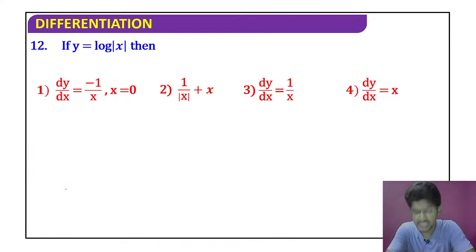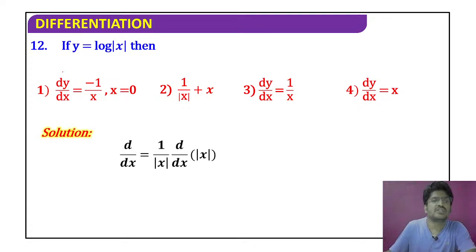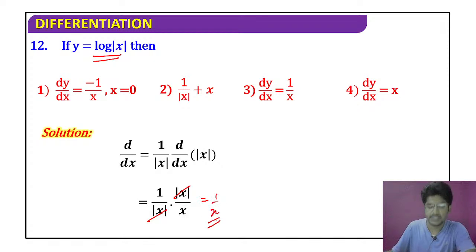Okay. So you just see, differentiation of log of mod x is 1 by mod x, and now differentiation of mod x is mod x by x. So you can cancel mod x and mod x. Answer will be 1 by x. So therefore option 3 is the right answer. Okay.